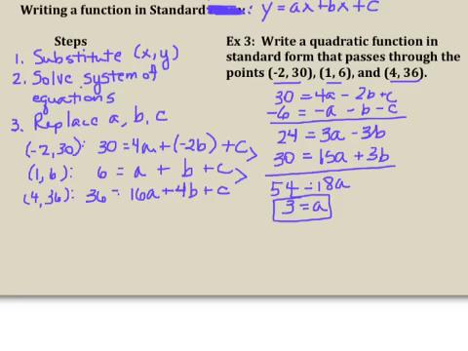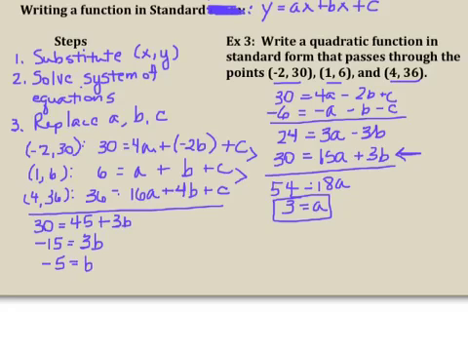Okay, so I'm going to substitute going backwards into the two equations with two variables, and I'm going to substitute into this one right here. So I'm going to have 30 equals, and when I put the a in, I get 45 plus 3b. It gives me negative 15 equals 3b, and negative 5 equals b. So I've got my second coefficient. And I'm going to take those two and substitute them into the easiest of the three, which is this middle equation. And it's a little cluttered here, I'm sorry. 6 equals 3 minus 5 plus c, which gives me 8 equals c.